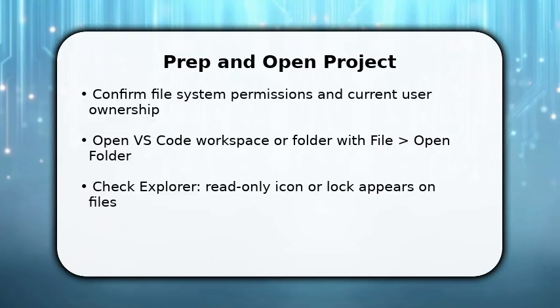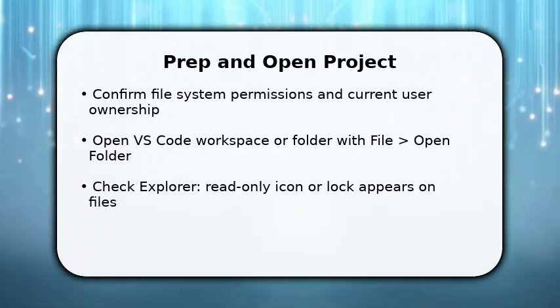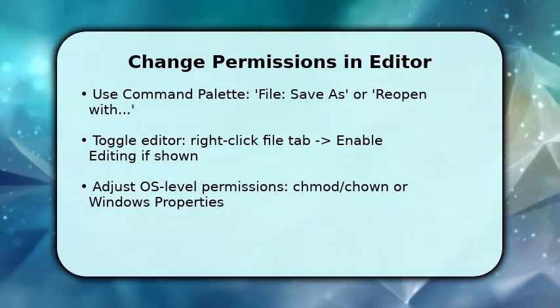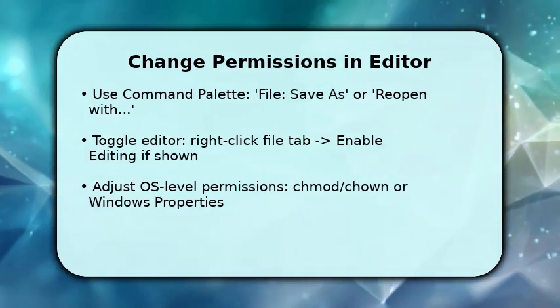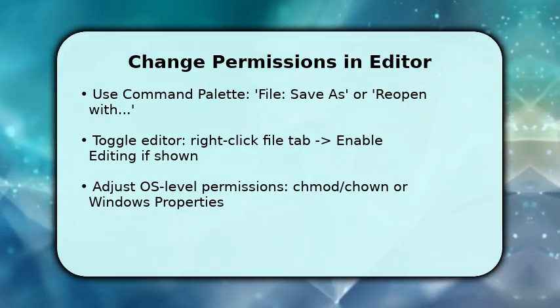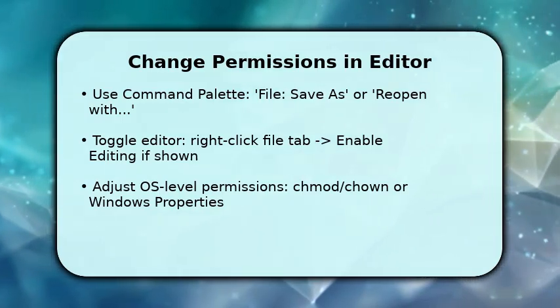Next, in VS Code, use the command palette and try File, Save As to force a writable save location, or Reopen With, to switch editor mode. Right-click the file tab and look for Enable Editing or similar. Click it when available. If that fails, adjust OS-level permissions.